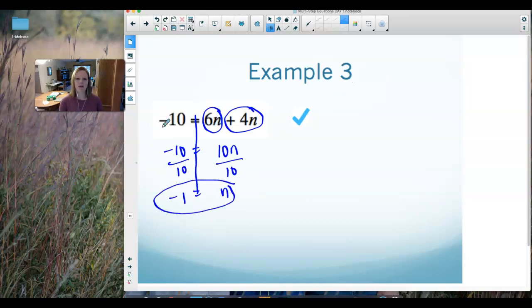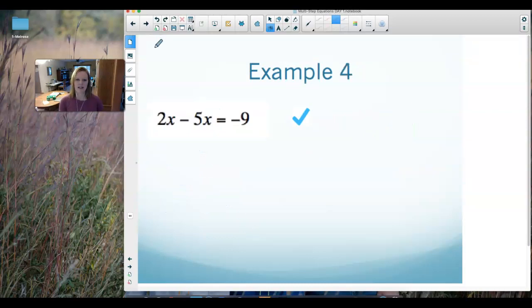Okay, when we check that, if you are planning on doing the checks, make sure you always go back to the original problem. We'd want to start at the original, because if you made a mistake in that first step, you would catch it if you started with the first part of the problem. So negative 10 equals 6n plus 4n. We're going to replace the n's with negative 1. 6 times negative 1 is negative 6, plus 4 times negative 1 is negative 4. So it works. We have negative 10 equals negative 10.